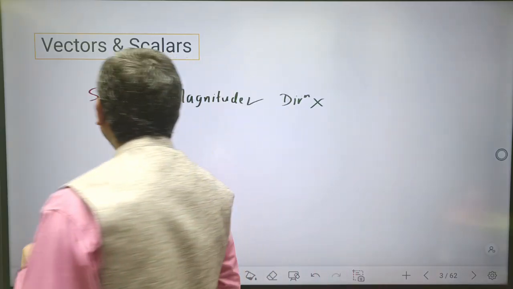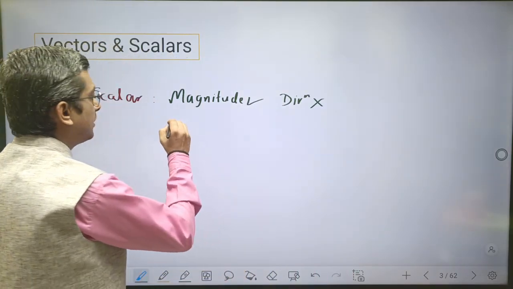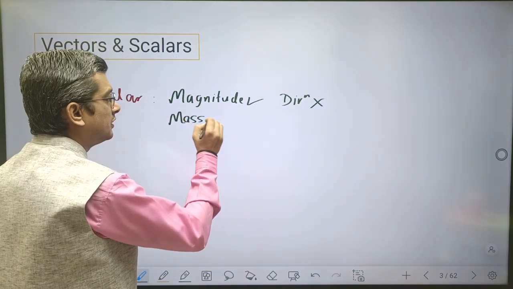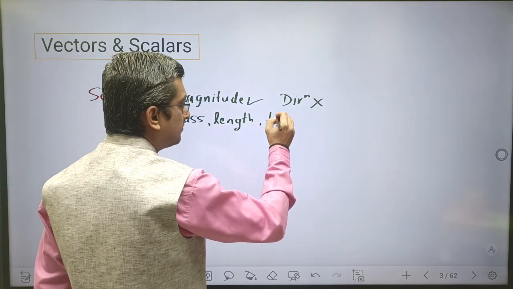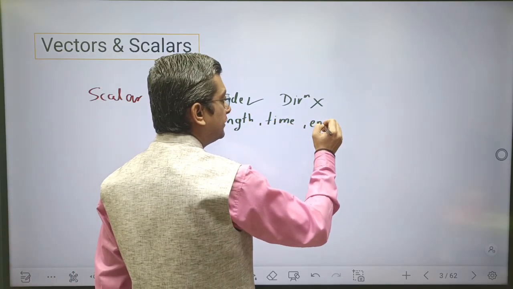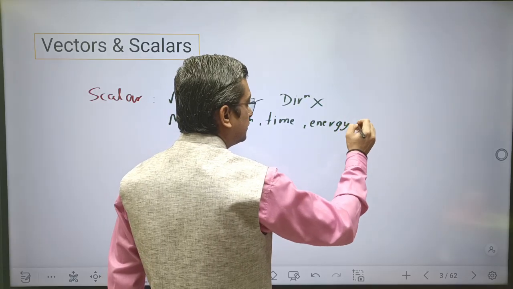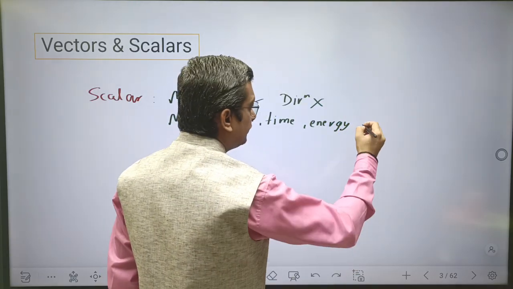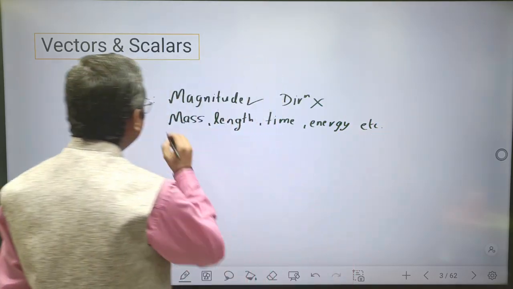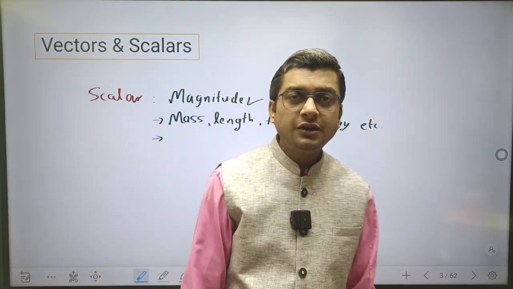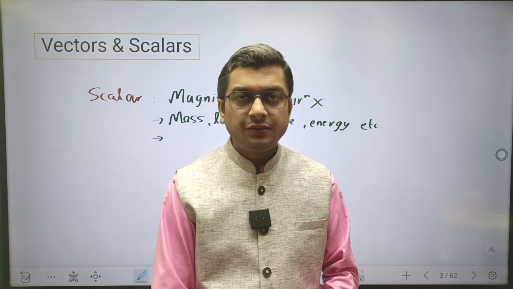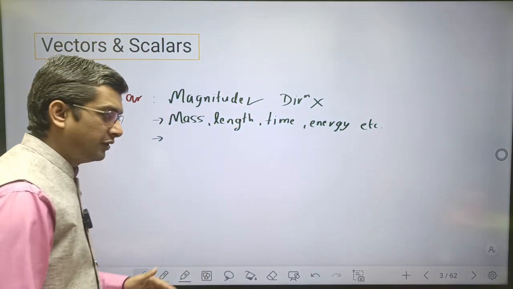So there are certain quantities, for example mass, length, time, energy, etc. These are quantities which do not require direction to be defined completely. They have only magnitude. So these are scalar quantities.